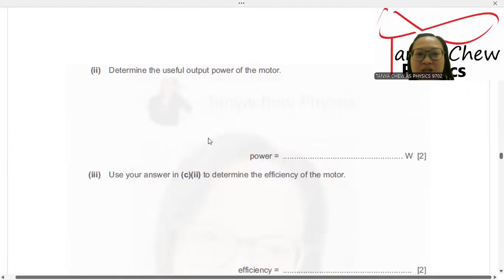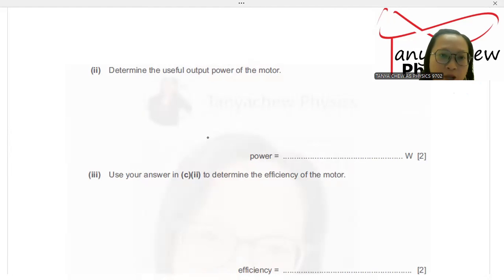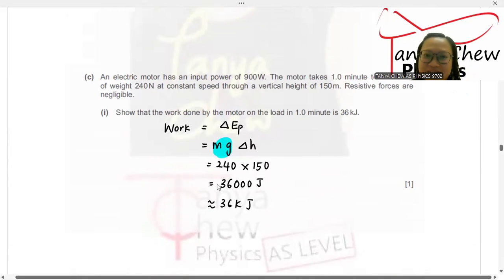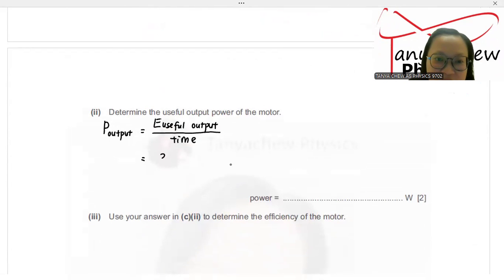Now the next one, determine the useful output power of the motor. Useful output power is equal to useful output energy divided by time taken. Power is being defined as energy per unit time, right? So the useful output energy is the one that we have calculated because you lift the load, which is 36,000 joules. So I'm going to put 36,000. And the time taken is 1 minute. 1 minute is 60 seconds.